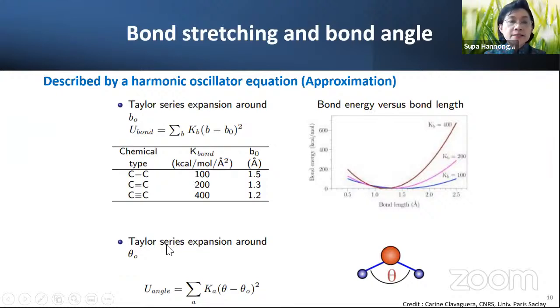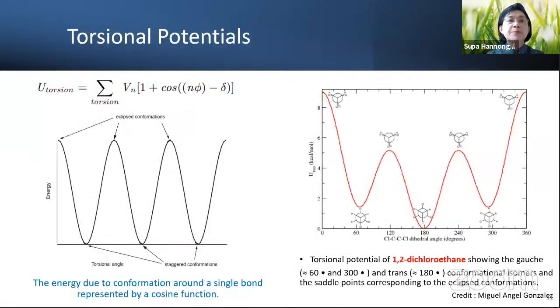For the second term, the Taylor series expansion about theta zero over here, you can get the angle energy, or bond angle energy, from the same summation of the force constant times theta subtracted by the equilibrium theta. The same, you can sum over all here and get the bond angle energy. Yeah, this is very nice to repeat this.